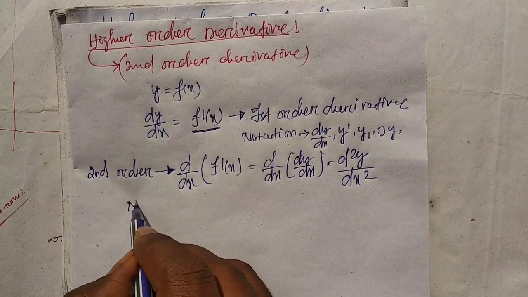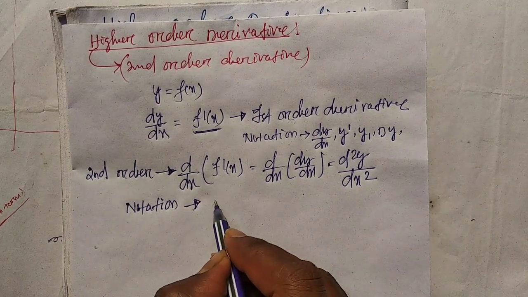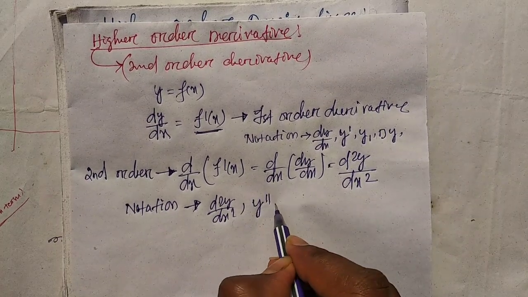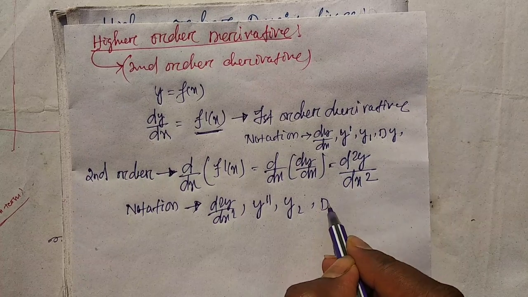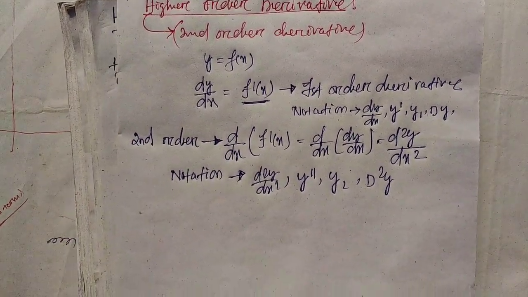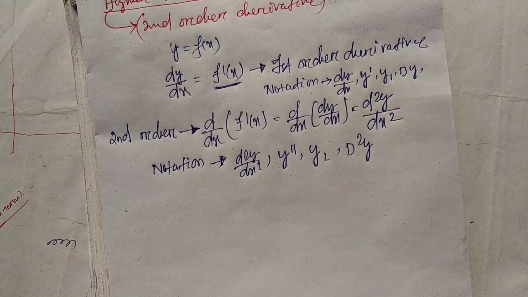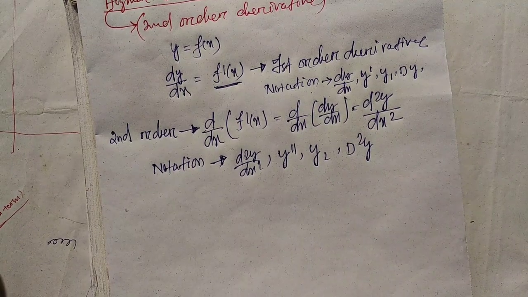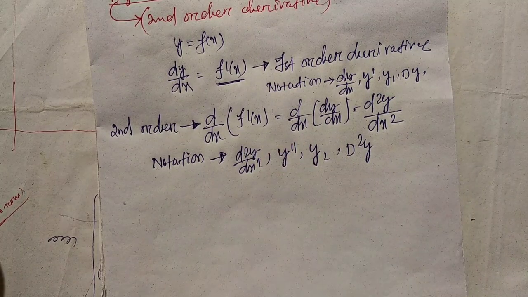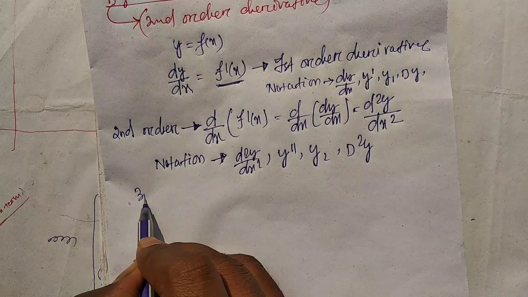Okay, so notations of second order are d square y by dx square, y double dash or y2 or D square y. These are the notations used for second order. So dear, our syllabus is restricted within second order, but I will discuss just a few more things. Let's say here second order is also a function of x. So if I am told to find out third order, how can we find it out?